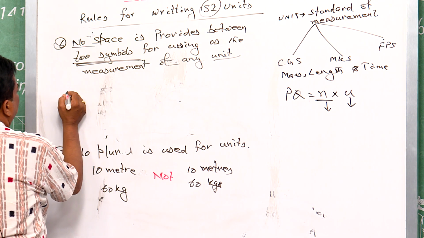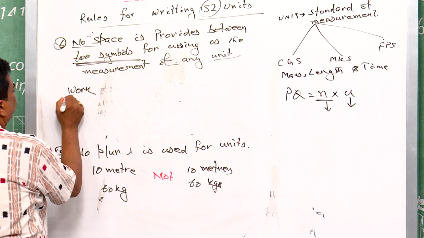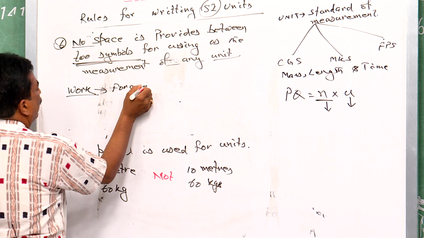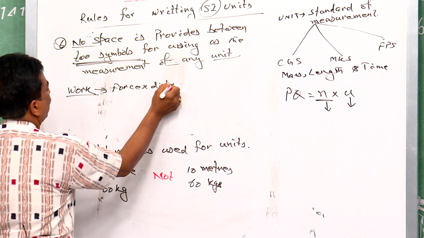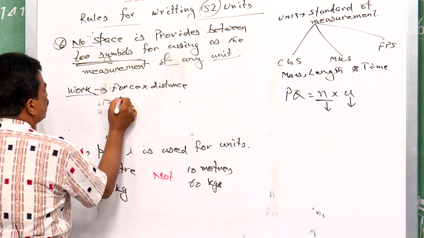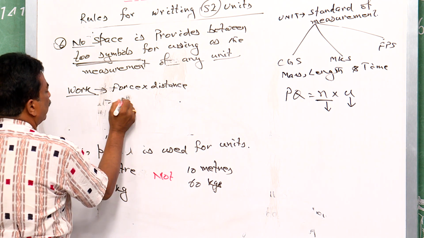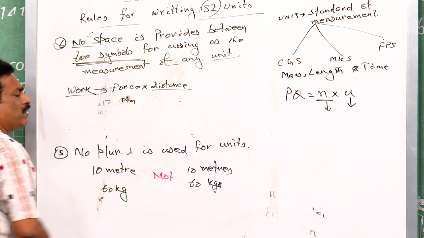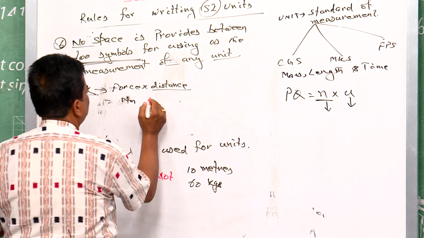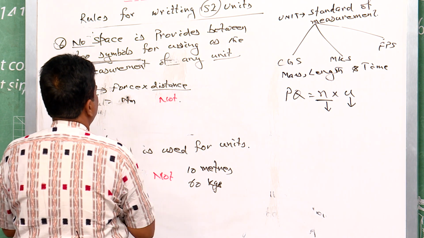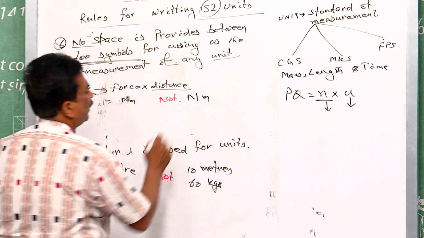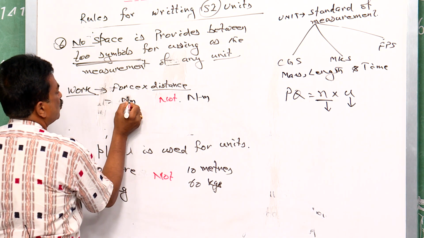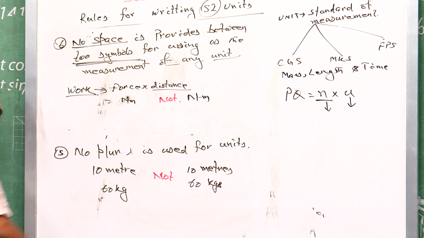Suppose you say work. Work is force into distance. This is the formula. So, force is F, meaning F is in Newton and distance is in meter. So, Newton with meter should be written Newton meter, meaning no space is to be provided. You see there is a space here, but there should be no space. Therefore, no space is to be provided.